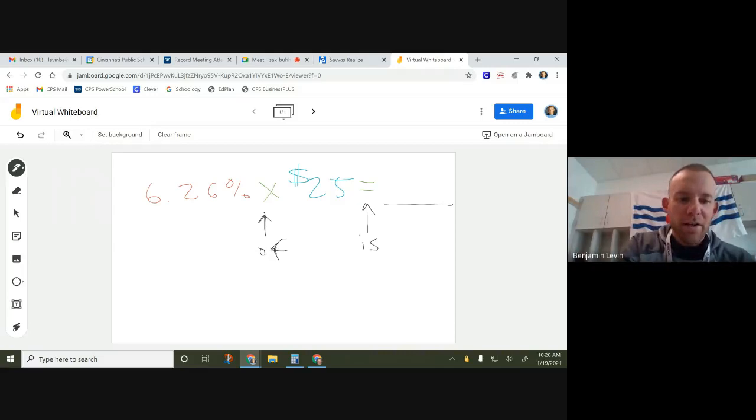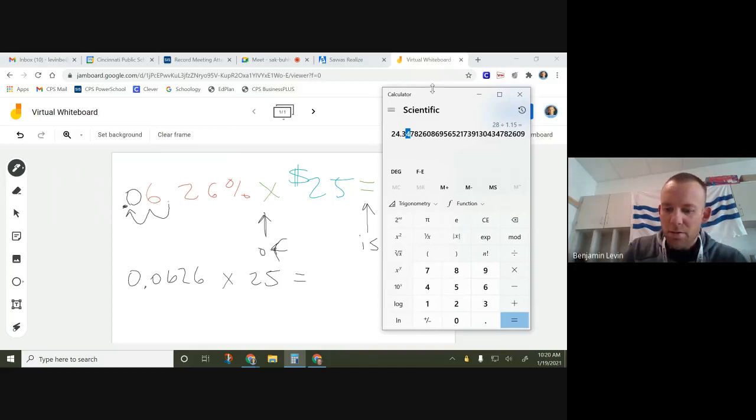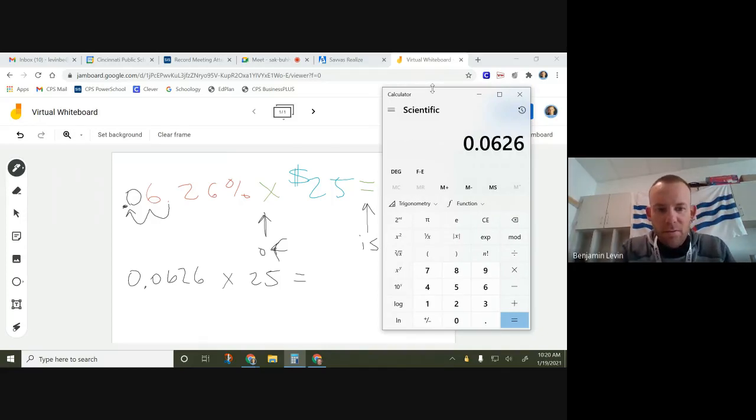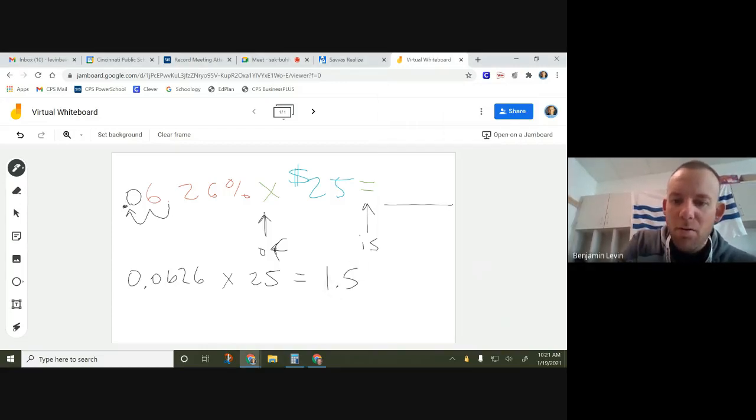So all we have to do here is make this percent into a decimal. Let's shift it over 2 spots, fill in the 0 and put the point here. 0.0626 of 25 equals, well, what does that equal? Let's see. $1.565. Well, can we have $1.565?